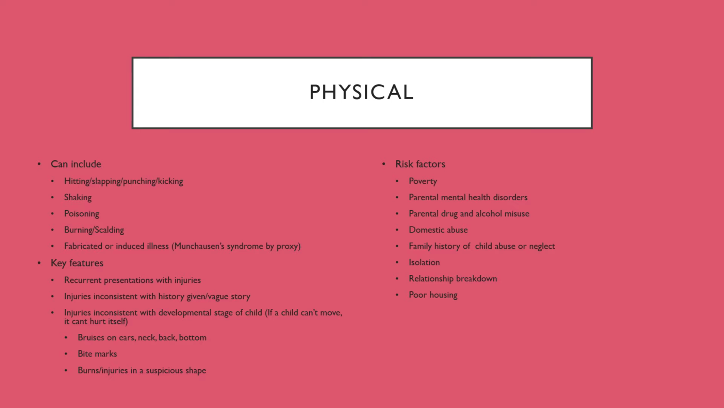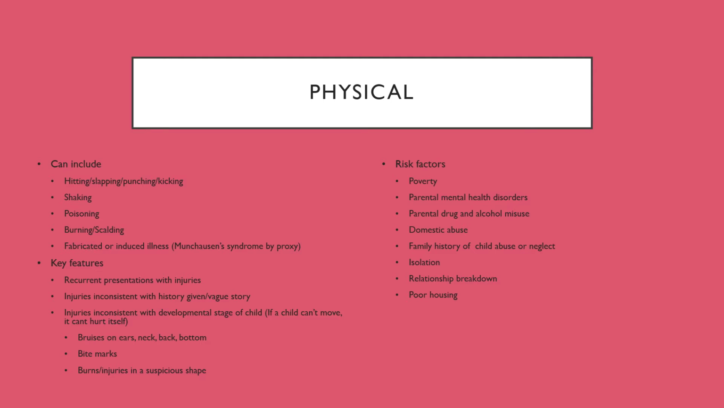Key features that would make you worry about a child and whether they were being abused would be recurrent presentations with various injuries. And then when you take that history, the history isn't really consistent with the injuries they're presenting with, or the story can be quite vague. Also, injuries that aren't consistent with the developmental stage of a child. As a general rule, if a child can't move, it can't hurt itself. So small babies that just lie there shouldn't really have any bruises or injuries at all.